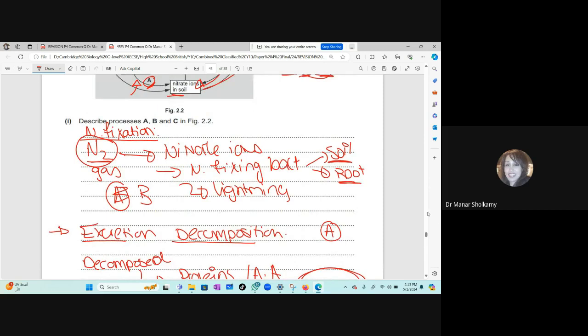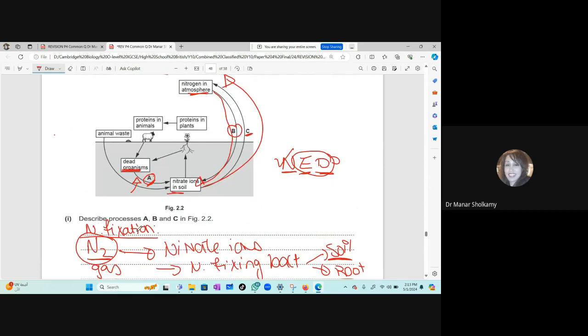In that case, we will refer to A, dead organisms converted into nitrate ions in the soil. Some questions only ask you about A. We solved them together in the past weeks. What is the fate of the decomposed matter, and how is it converted into nitrate ions in the soil, or how is it used up by the plants? Different question formats, same answer.